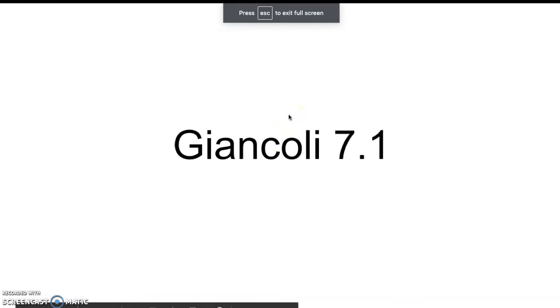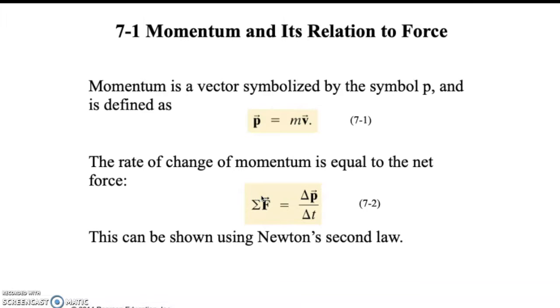Okay, Giancoli 7-1. We're going to start talking about momentum, and its relation to force. Momentum is a vector, and we use P. Obviously, M's used for a lot of different things, so we use P for momentum. I had a professor call it "pomentum," which kind of helps me remember P. But momentum is equal to mass times velocity, okay?